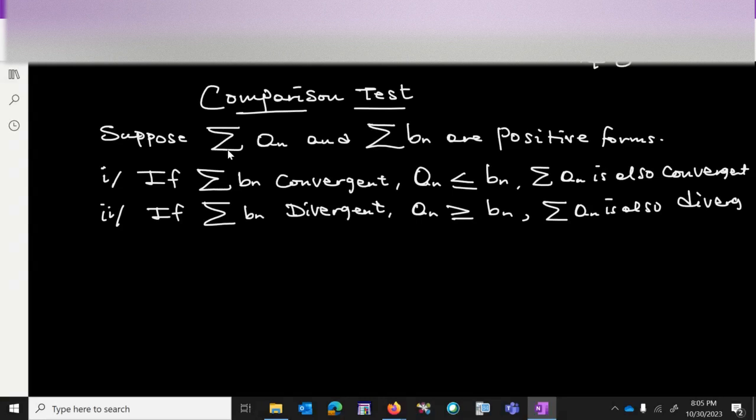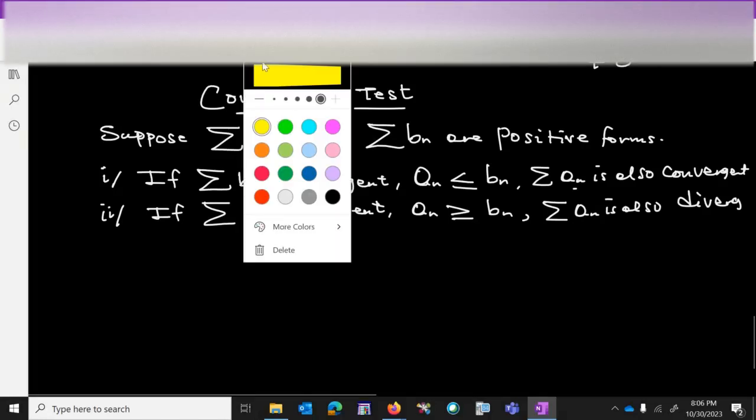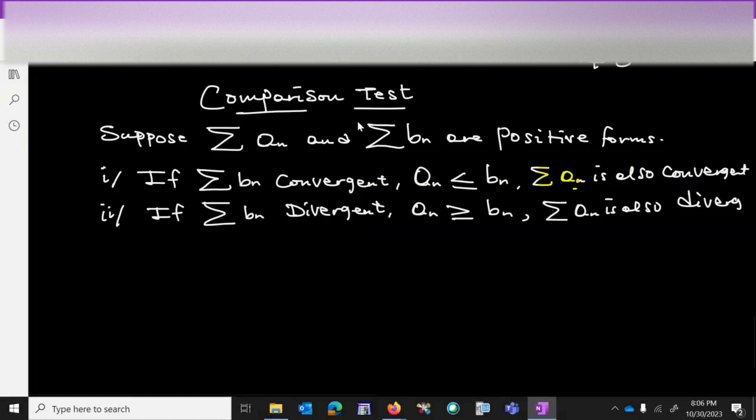So all you have to see is that if b sub n is convergent and a sub n is less than or equal to b sub n, then a sub n is also convergent, because at the end of the day we are going to determine what happens to a sub n, the original series. That is the main concern.